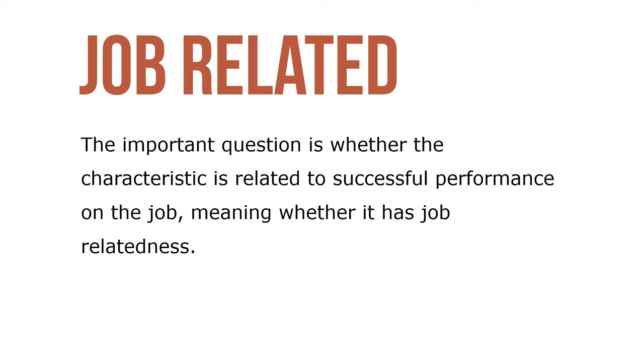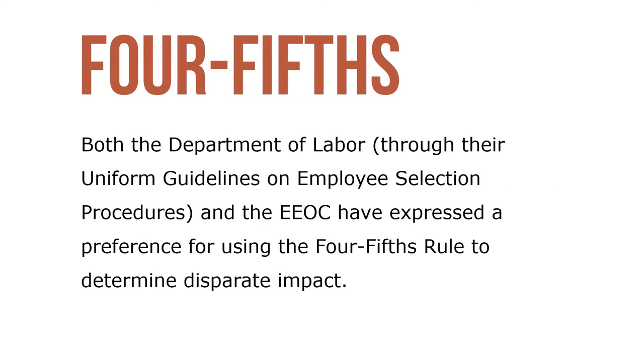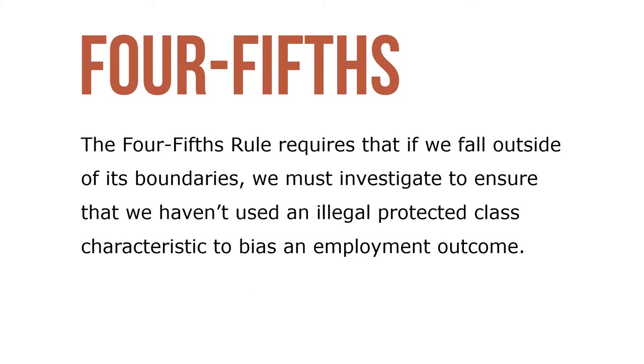The important question is whether the characteristic is related to the successful performance of the job, meaning whether it has job relatedness. Disparate impact is generally judged by using the 4/5 rule. Both the Department of Labor, through their Uniform Guidelines on Employee Selection Procedures, and the EEOC have expressed a preference for using the 4/5 rule to determine disparate impact. The 4/5 rule requires that if we fall outside of its boundaries, we must investigate to ensure that we haven't used an illegal protected class characteristic to bias an employment outcome.